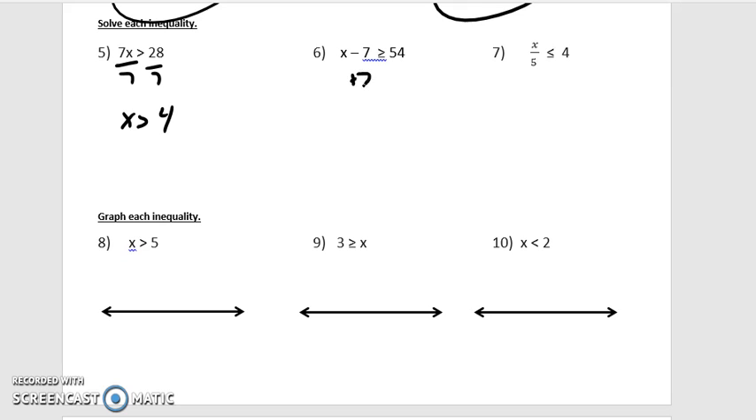The opposite of subtracting 7 is to add 7. So we're adding 7 to both sides. X is greater than or equal to 61. That's it.